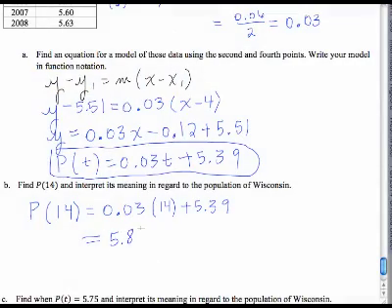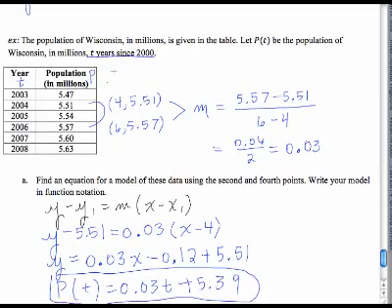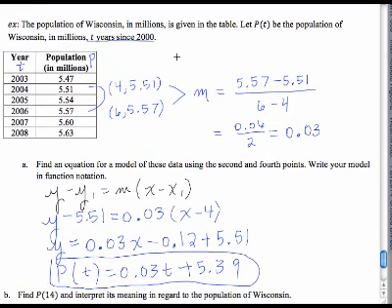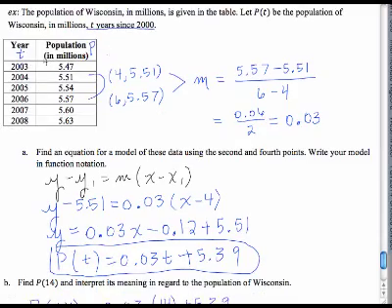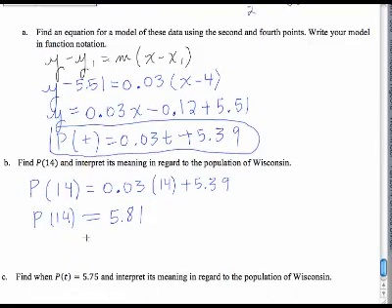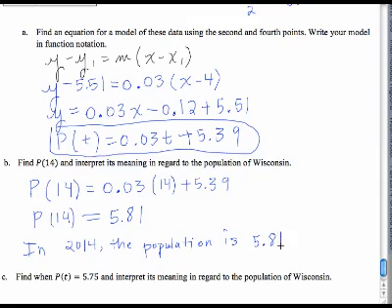So what does that mean? That's the more important part. So that means the population of Wisconsin, see, t years since 2000. Well, if t is 14, that means this year, 2014. So in 2014, if this model is right, then the population is 5.81 million. Okay, so you should be able to write a sentence. In 2014, the population is 5.81 million.